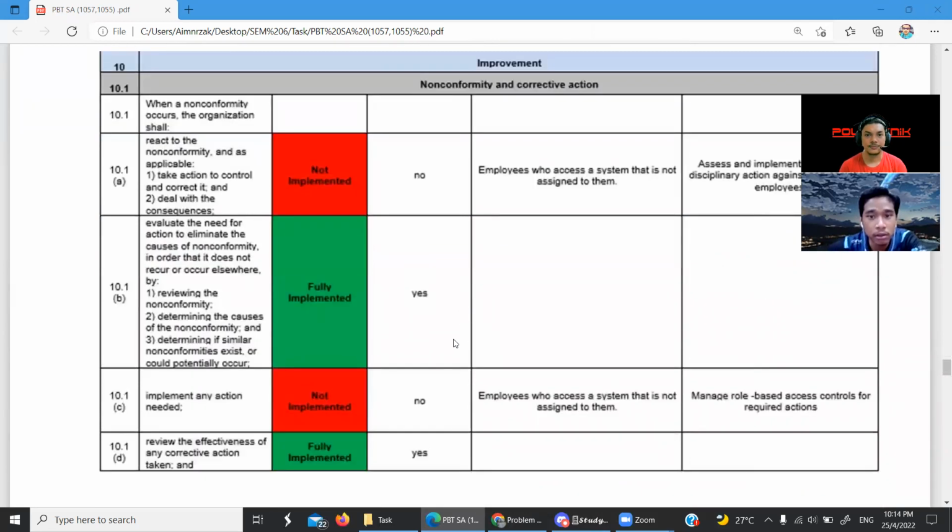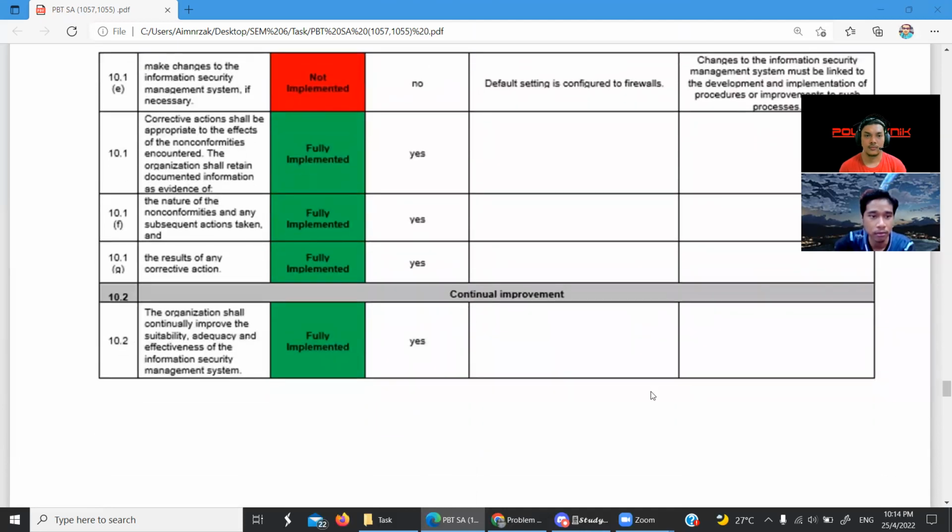And for number 10 is improvement, from 10A and 10C is not implemented, and for B and D is fully implemented. And also for E is not implemented, and starting from F to G is as fully implemented. And for 10.2 continual improvement, it has a fully implemented for the first one.